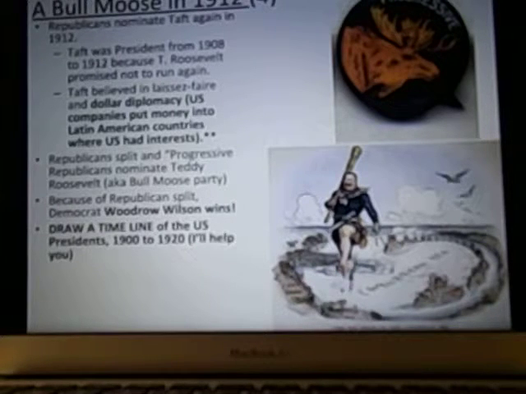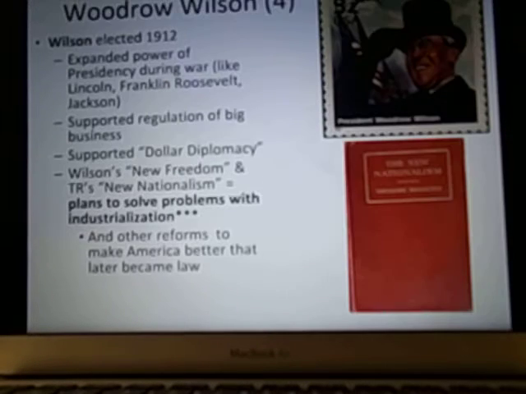Taft isn't a president you need to study very much other than the dollar diplomacy, which is the idea that the U.S. didn't need to control every country with a military or threats of the Navy or Army, that we could simply put a lot of money into countries, and taking that money out was enough of a threat to give the United States power. That's called dollar diplomacy. U.S. companies put money into Latin American countries and therefore have a lot of power through our money and not through the military necessarily. So in this election, the Democrat Woodrow Wilson wins.